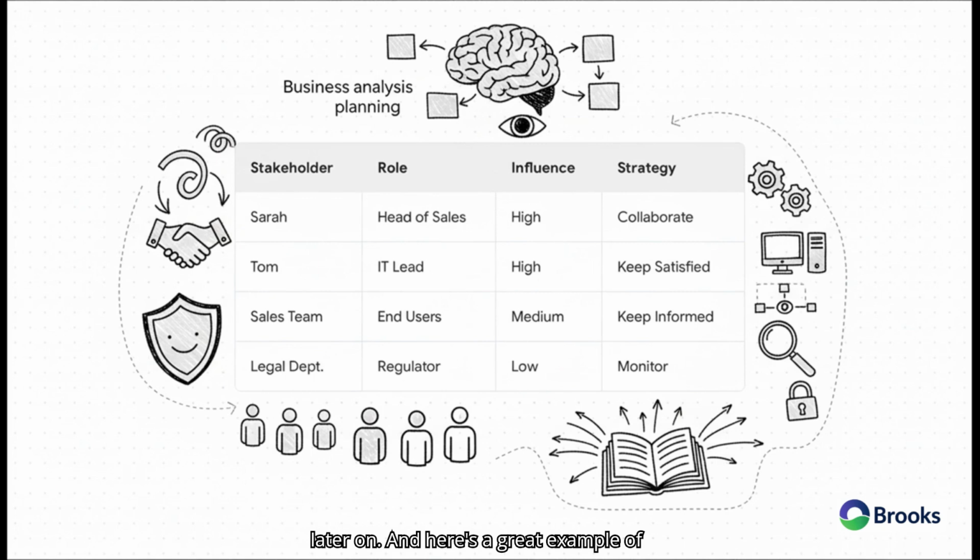And here's a great example of what that actually looks like. Alex puts together the stakeholder matrix. So you see Sarah, the head of sales, she has high influence and she's deeply impacted. So the strategy is simple. Collaborate closely with her.